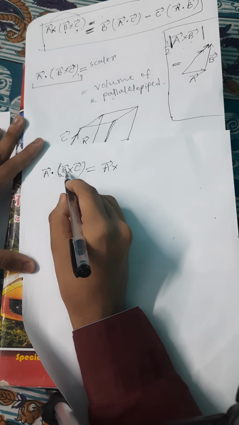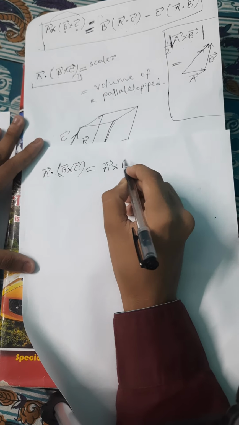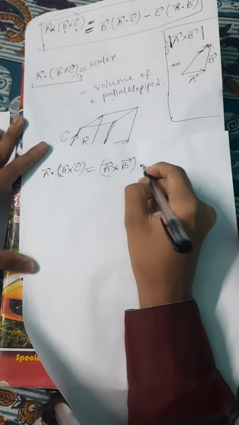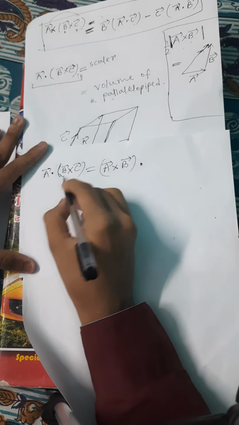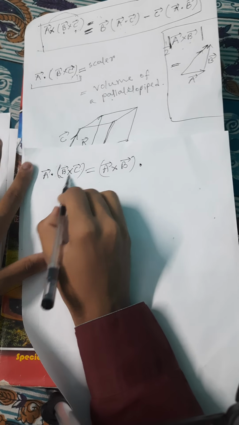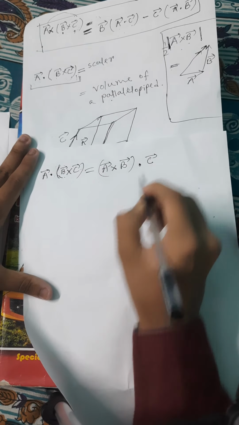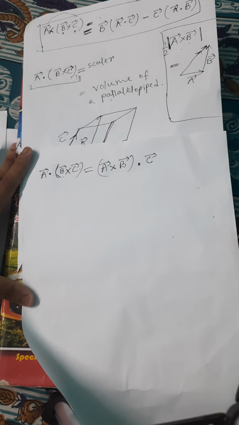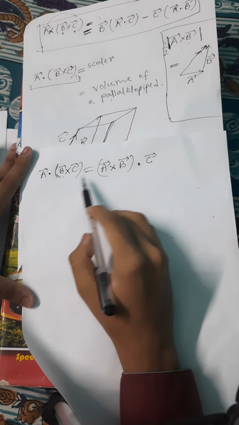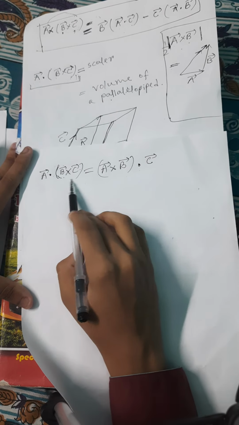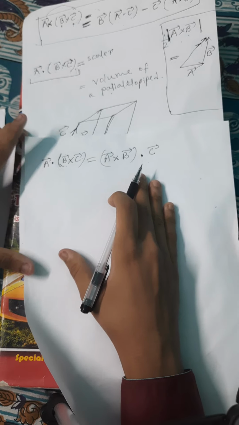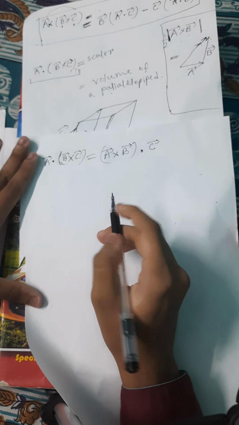So here A cross will appear, and the bracket will also be shifted. So C. Okay, see, this way you can rearrange this. This rearranging is important. And why can you do this?